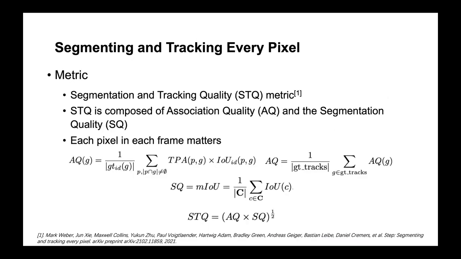A new metric called segmentation and tracking quality, STQ, is used for evaluation. It incorporates both the quality of the semantic segmentation and the association of pixels. As shown in the formula below, the overall STQ score is computed by taking the geometric mean of the association quality AQ and the segmentation quality SQ.